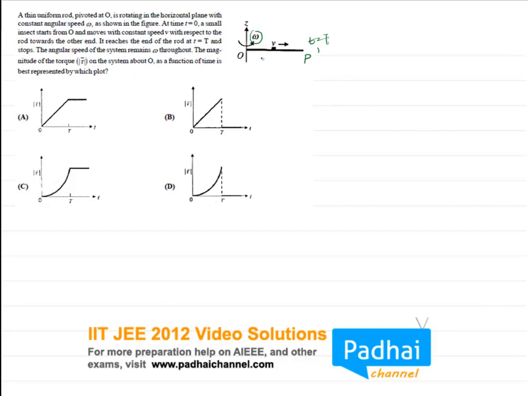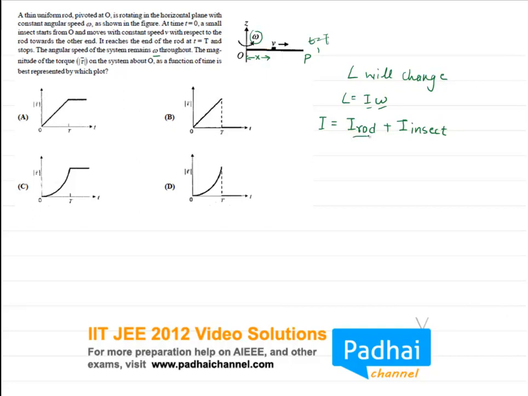Now if you see the problem, what is happening? This insect is moving. Let us assume at any time t it is at a distance x from the center O, right? Why will omega change? It will change because angular momentum L will change, right? So at any time t, L will be equal to I into omega, right? Omega is constant, but I is changing. Why? Because I is equal to moment of inertia of the rod plus I of the insect, right?